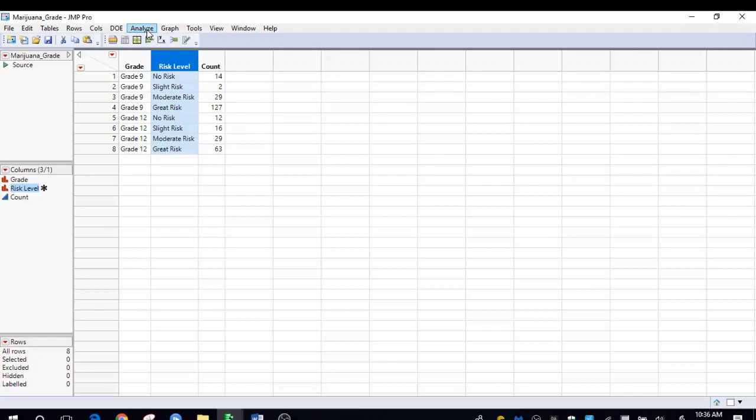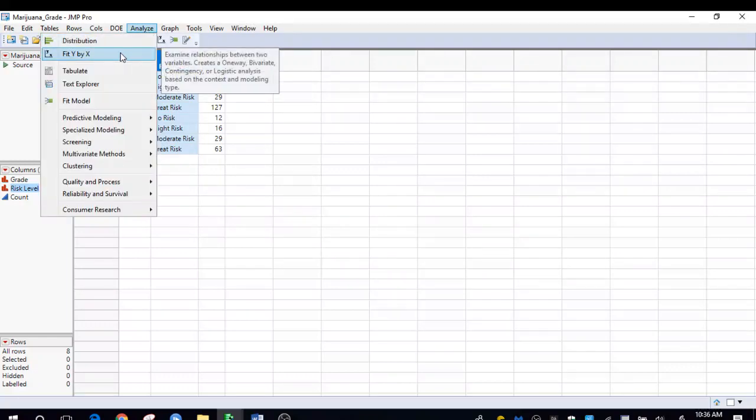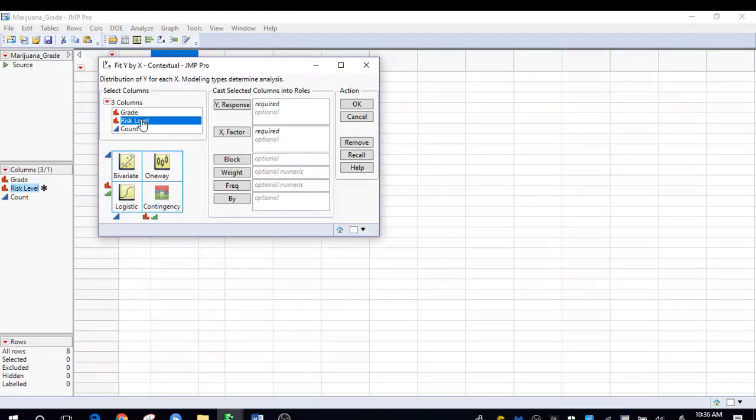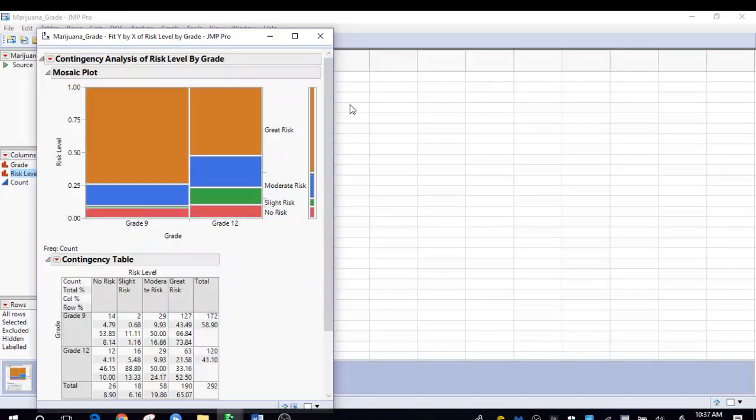To get the analysis done, it's fairly straightforward. We go underneath Analyze, Fit Y by X. The response here is going to be the risk level. I want to make those comparisons across grade 9 and grade 12. So we'll put grade in the X factor box. And then the count will go down here in the frequency box. We go ahead and hit OK.